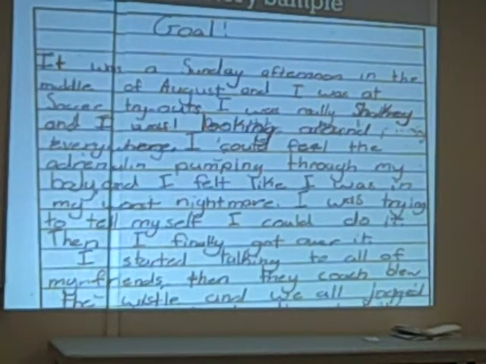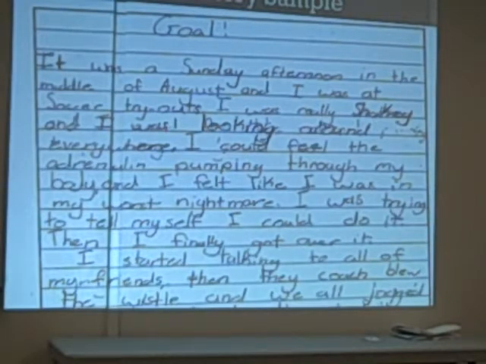Okay, this is called Goal. You see how they're using the title there? And we talked about use of the title and the misuse of the title. But anyways, it was a Sunday afternoon in the middle of August, and I was at soccer tryouts. I was really shaky, and I was looking around everywhere. I could feel the adrenaline pumping through my body, and I felt like I was in my worst nightmare. Whoa. I was trying to tell myself I could do it.